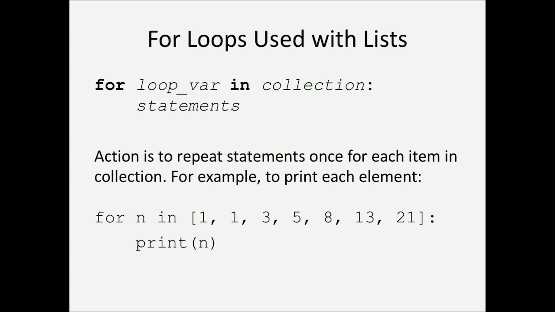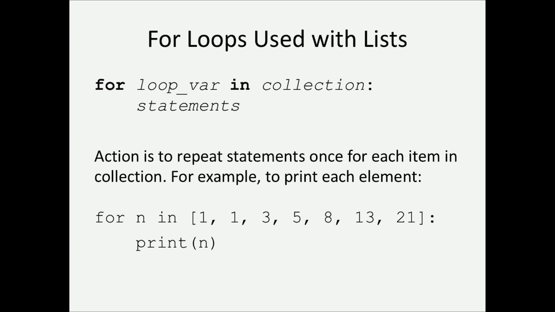And we're going to start out by saying for, we give it a loop variable, in, that's another keyword, and then a collection, we're going to use lists here in this course. And then again, the statements, which must be correctly aligned as we've seen. What the for loop will do, it does something rather complicated in C, for example. It does something very, very simple in Python.